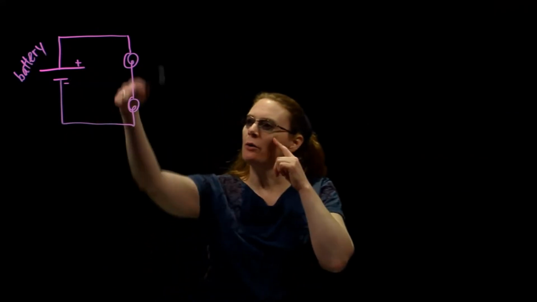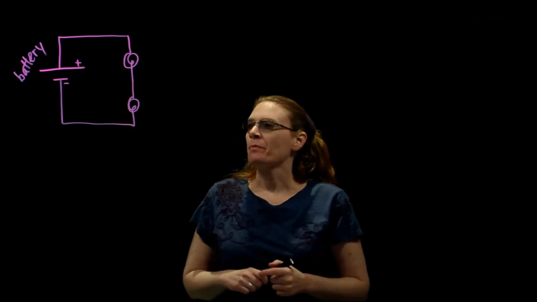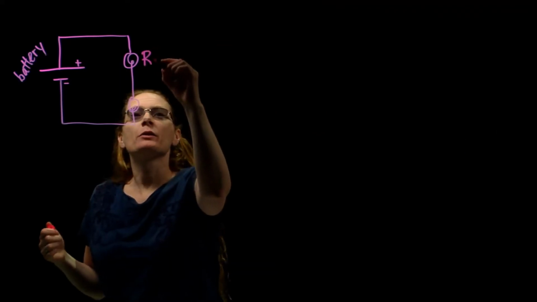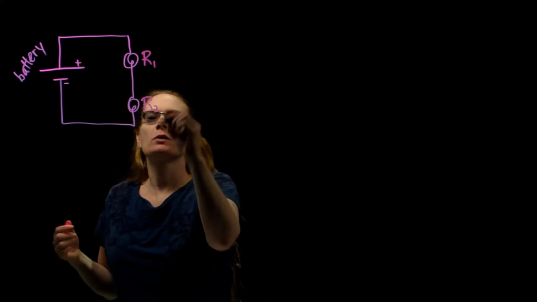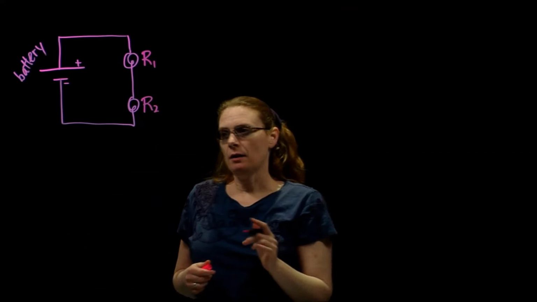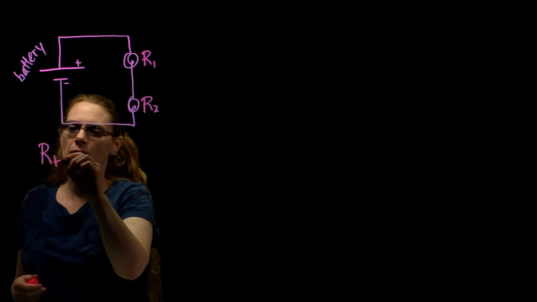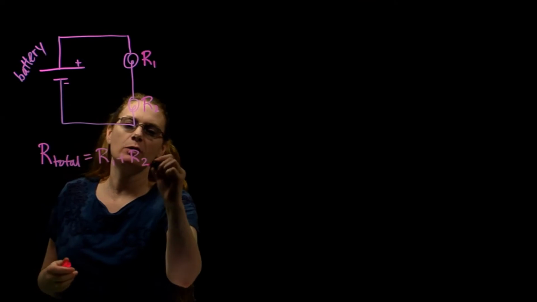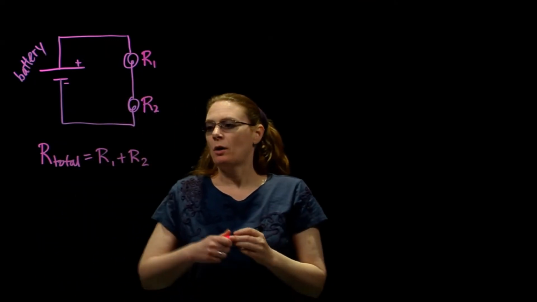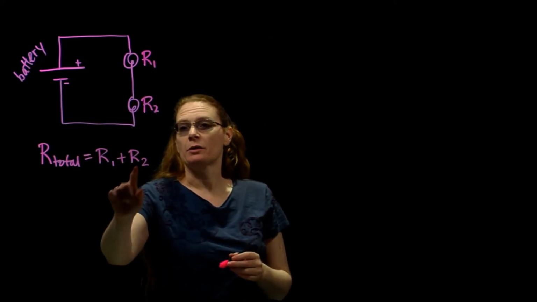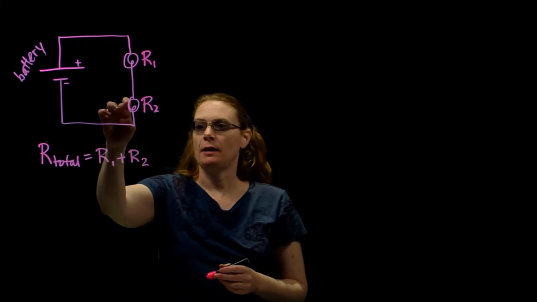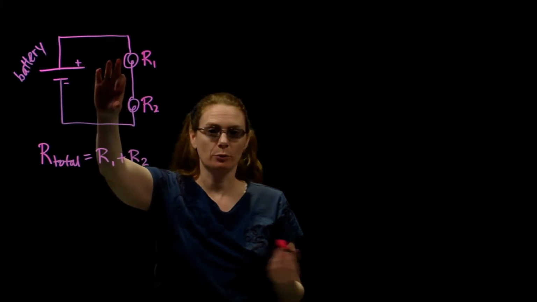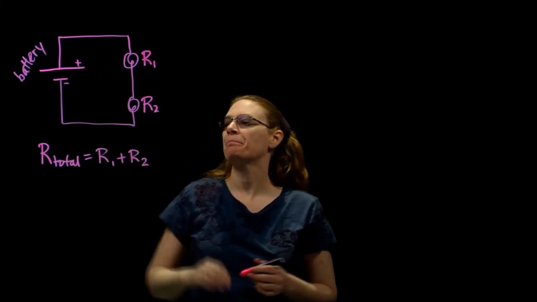So what do we know that's true about a series resistor? Series resistors, R1 and R2. We saw already that the total resistance in series is just the individual resistors added up. So our total in this case is just going to be R1 plus R2. So if this is 6 ohms and this is 8 ohms, we have a total resistance of 14 ohms.